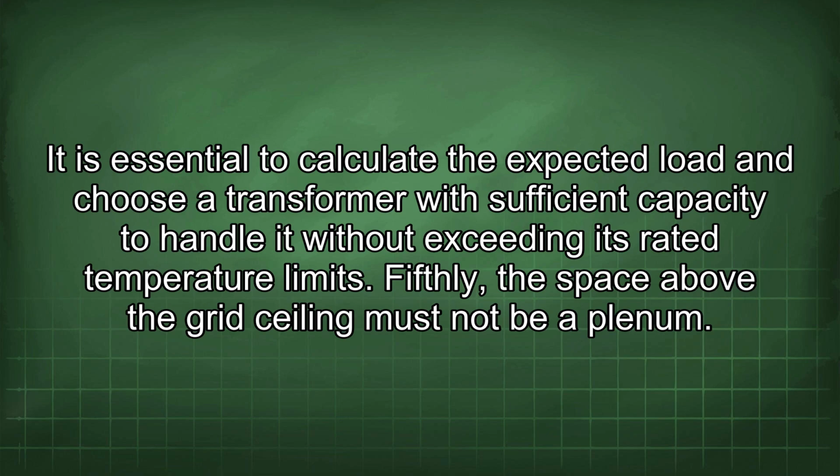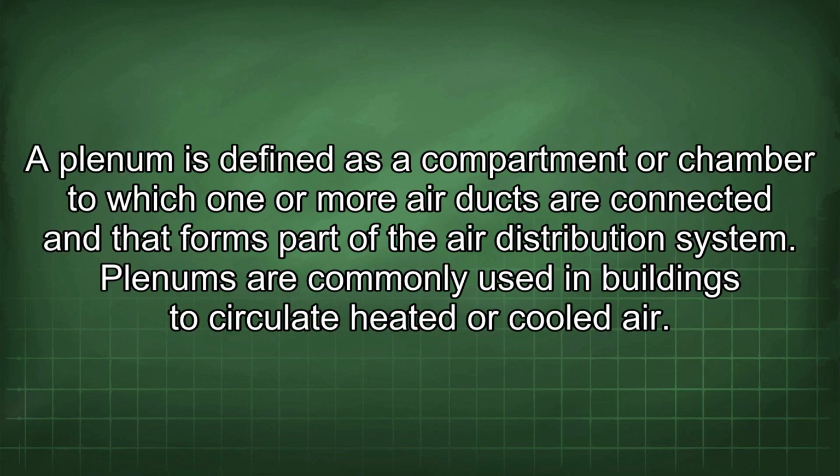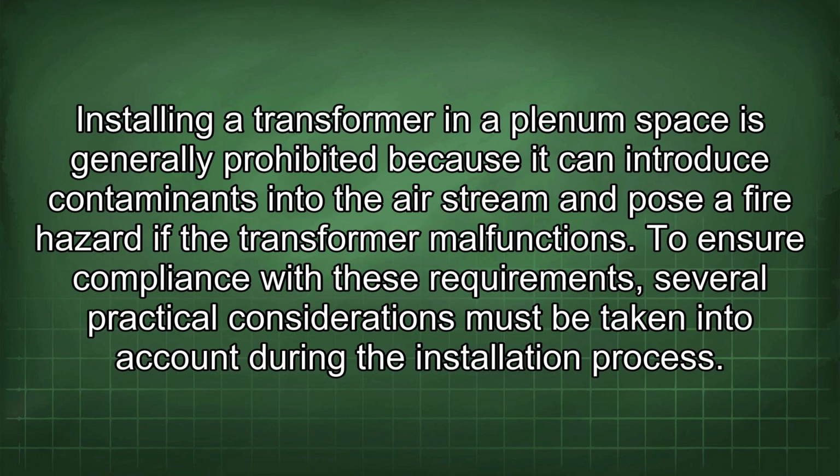It is essential to calculate the expected load and choose a transformer with sufficient capacity to handle it without exceeding its rated temperature limits. Fifthly, the space above the grid ceiling must not be a plenum. A plenum is defined as a compartment or chamber to which one or more air ducts are connected and that forms part of the air distribution system. Plenums are commonly used in buildings to circulate heated or cooled air. Installing a transformer in a plenum space is generally prohibited because it can introduce contaminants into the airstream and pose a fire hazard if the transformer malfunctions.